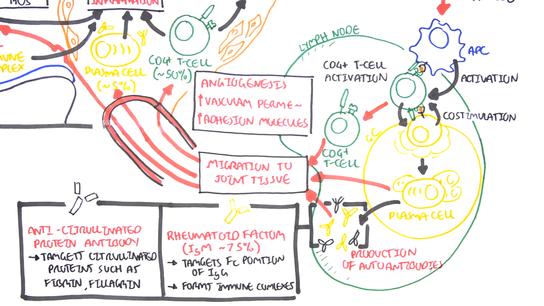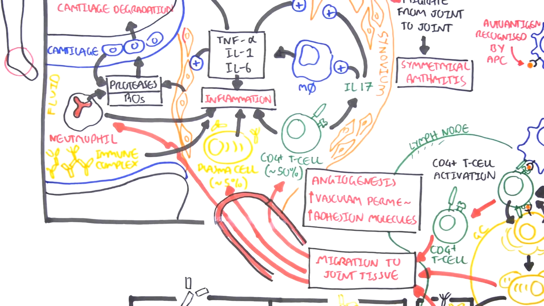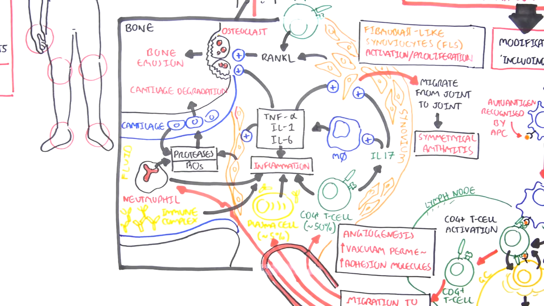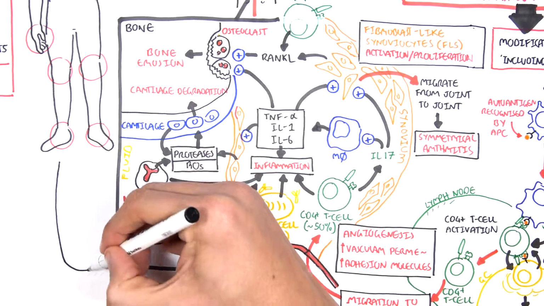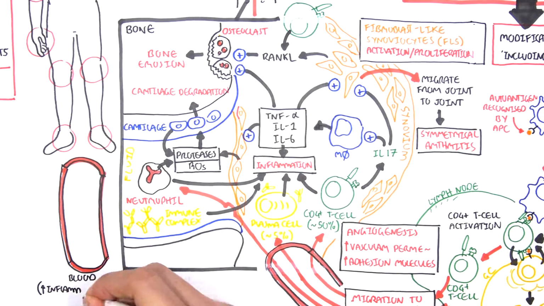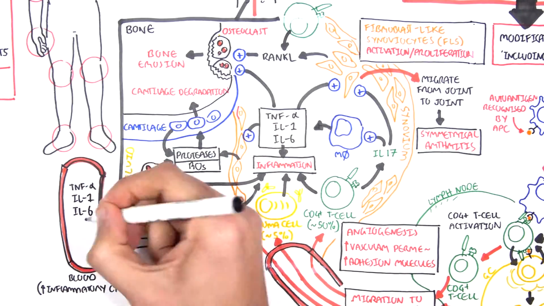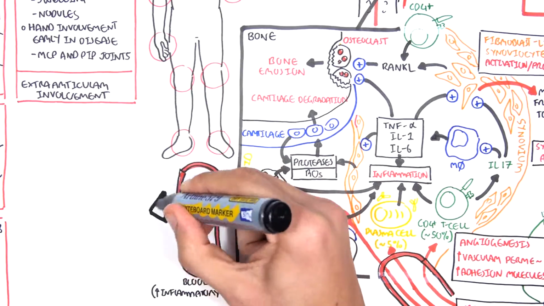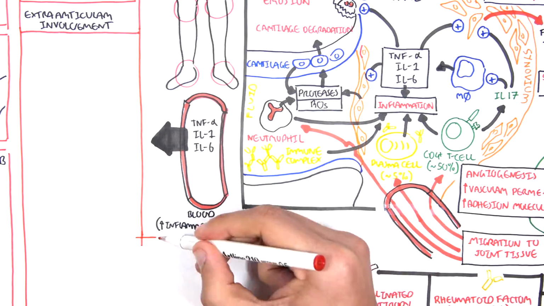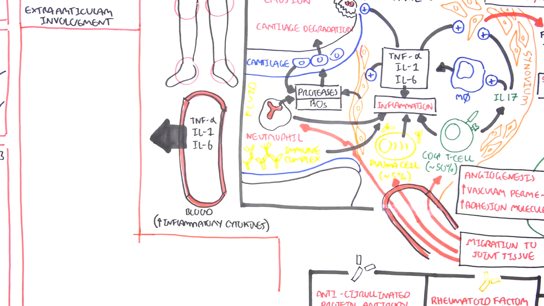Now, it's important that we talk about the extra-articular involvement within rheumatoid arthritis. What I'm talking about is involvement of other organs around the body and how rheumatoid arthritis causes problems there too. This extra-articular involvement is a result of the cytokines produced within the joints, and these are mainly TNF-alpha, interleukin-1, and interleukin-6. So within the blood, we have an increase in inflammatory cytokines, and they essentially contribute to many things around the body.